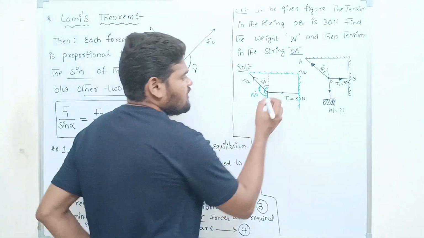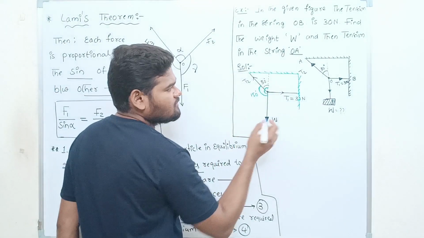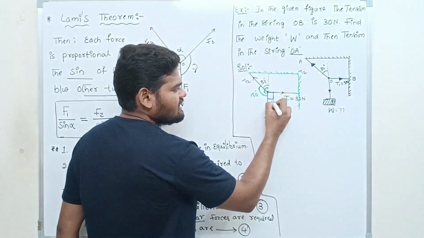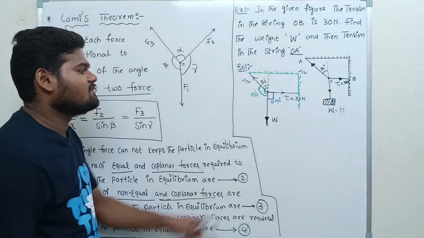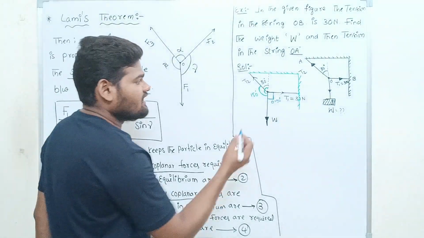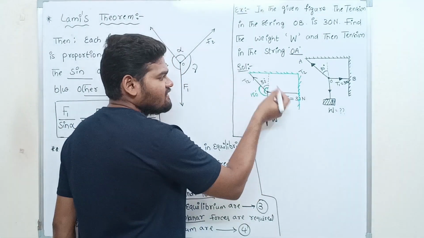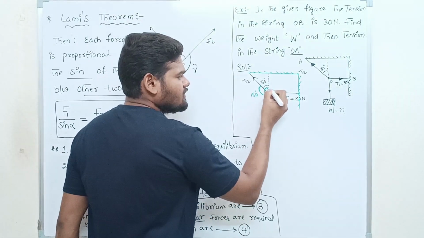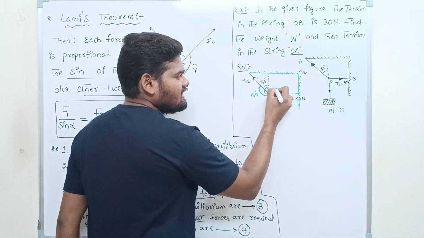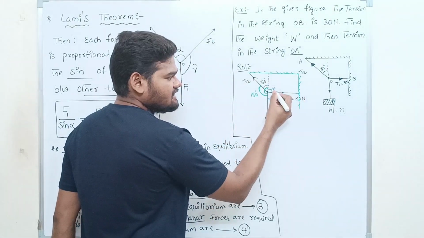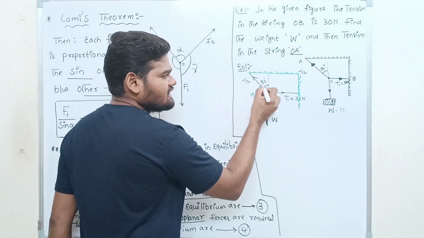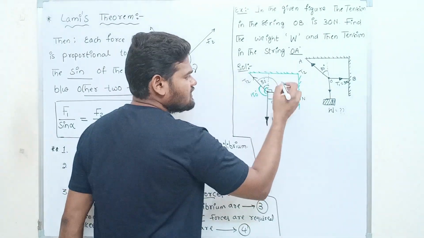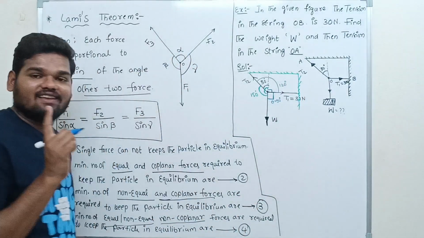Now what do we have to find? We have to find the angle between T1 and W. Have a look. These two are perpendicular to each other. Then theta is 90 degrees. So we have the angle between T1 and W. Now we have to find the angle between T1 and T2. This vertical line and this T1 line are perpendicular to each other, so this angle is 90. From here to here, the angle is 30. So the angle between T1 and T2 is 90 plus 30, that is 120 degrees. Are you getting it?